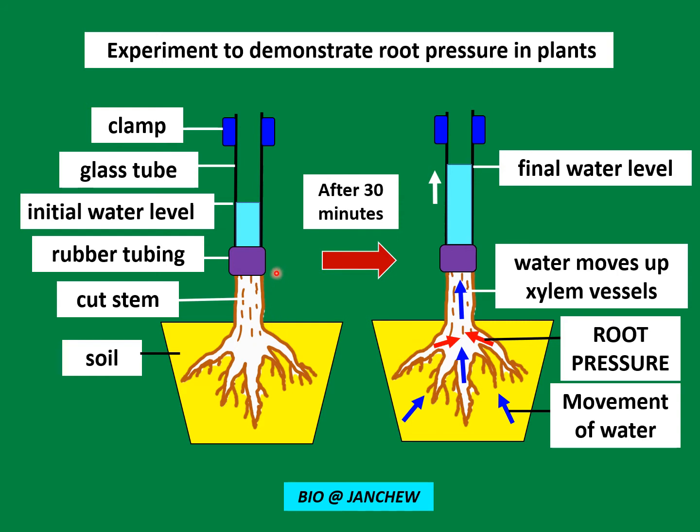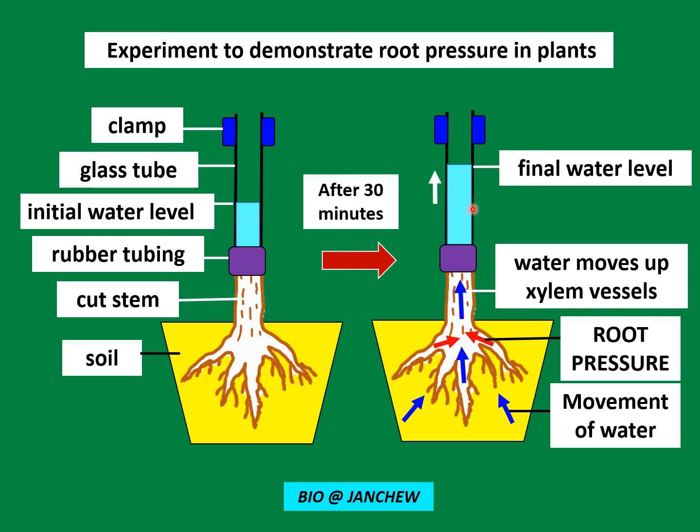After that, using a rubber tube, connect the end of the cut stem to a glass tube here. Now make sure the connection here is airtight by applying some petroleum jelly to the connections, because if it's not airtight, we will not be able to get the results. Now mark the initial water level in the glass tube here with a marker pen, right? Then leave this apparatus for 30 minutes or more, and after that observe the final water level.